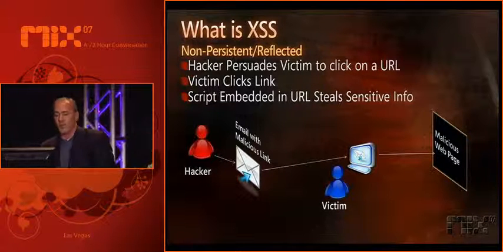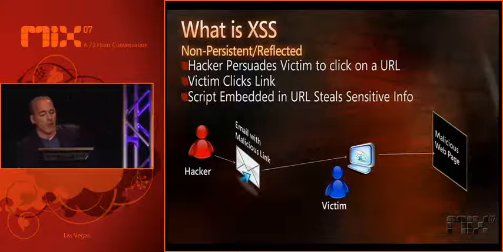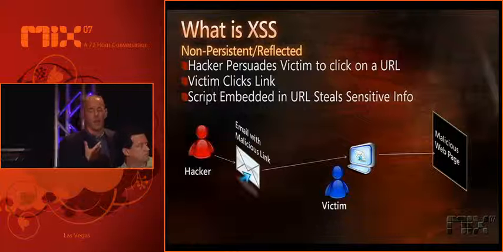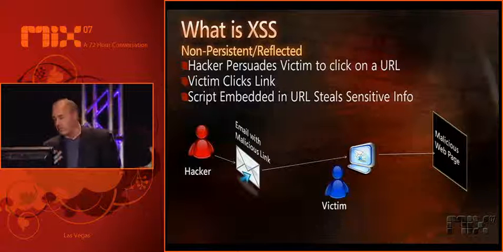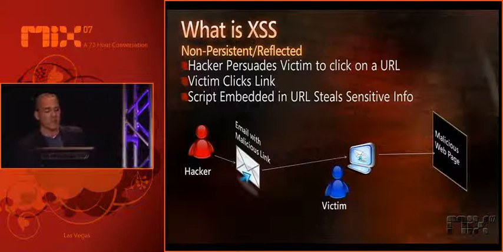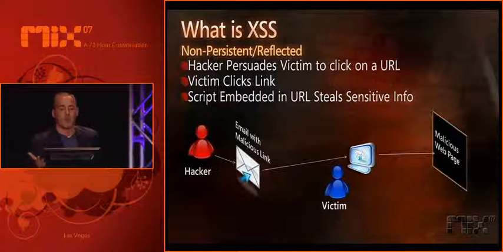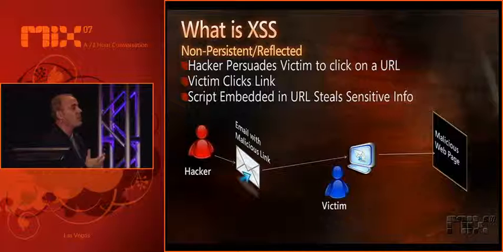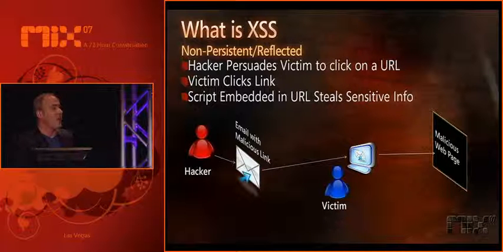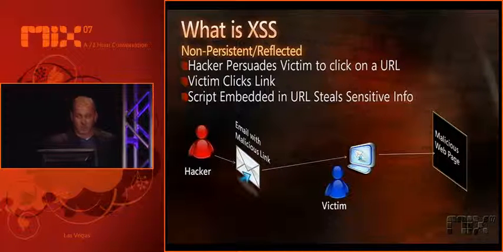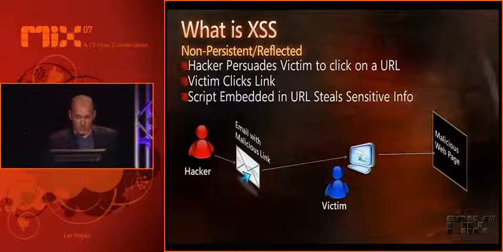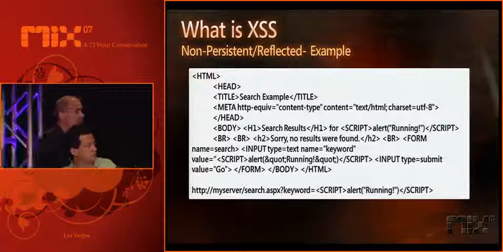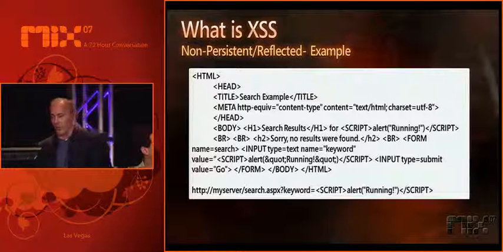So the first one is called reflected. It's also called non-persistent, and it's called those names for a reason. I've got a very simple screenshot of what it does. Basically, the hacker persuades a victim to click on a URL link. That's not anything new. The victim clicks on the link, the script is embedded in the URL, and it steals sensitive info. So that's the nice pictorial view for those that like to see stuff. But it's actually pretty simple, at least at this stage, what's going on.